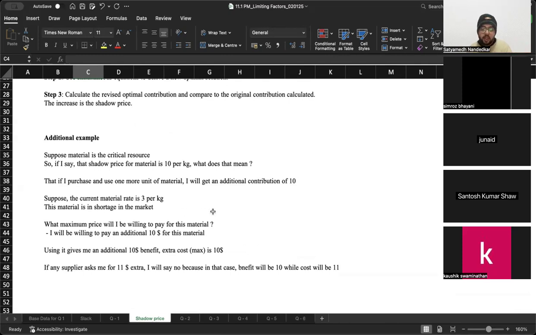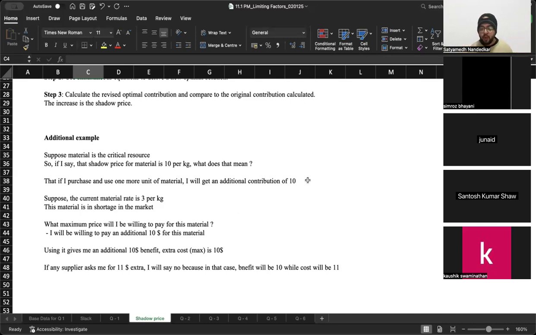Suppose the current material rate is 3 per kg. This material is in shortage in the market. ये material कम quantity में available है. What maximum price will I be willing to pay for this material? अभी this material is in shortage, so suppliers are increasing the price. Maximum I can pay for this material is 10, because 10 is the additional contribution I receive by using one more kg of this particular material. उससे ज्यादा अगर कोई supplier मांगेगा, I'll say bye bye.